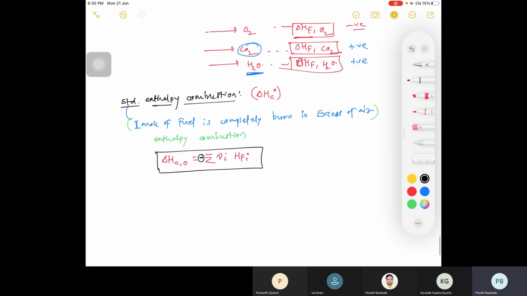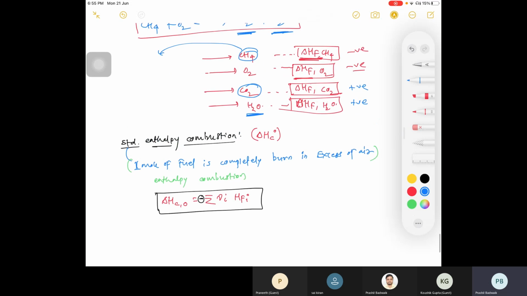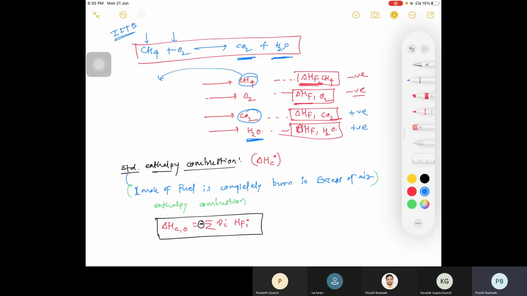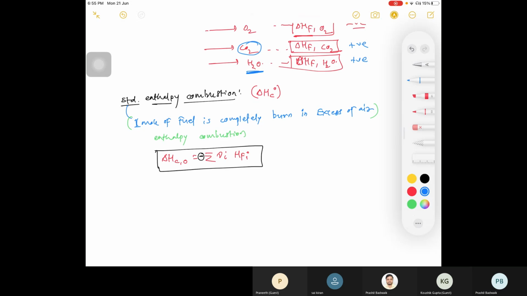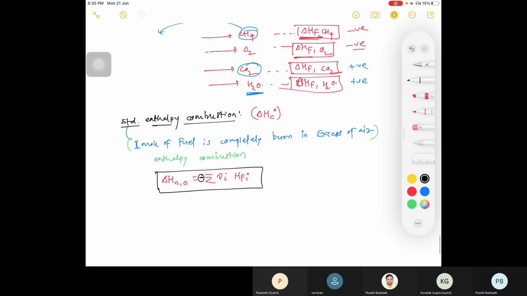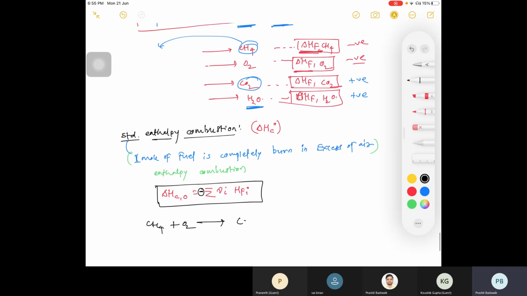And whenever you are writing combustion, see, in combustion what will happen? Your fuel is on the reactant side and it will remain a reactant, so it should be on the same side. The concept we applied earlier, we will use the same here. What will come then? Anyone? CH4 plus oxygen is giving you CO2 plus H2O. We'll write.